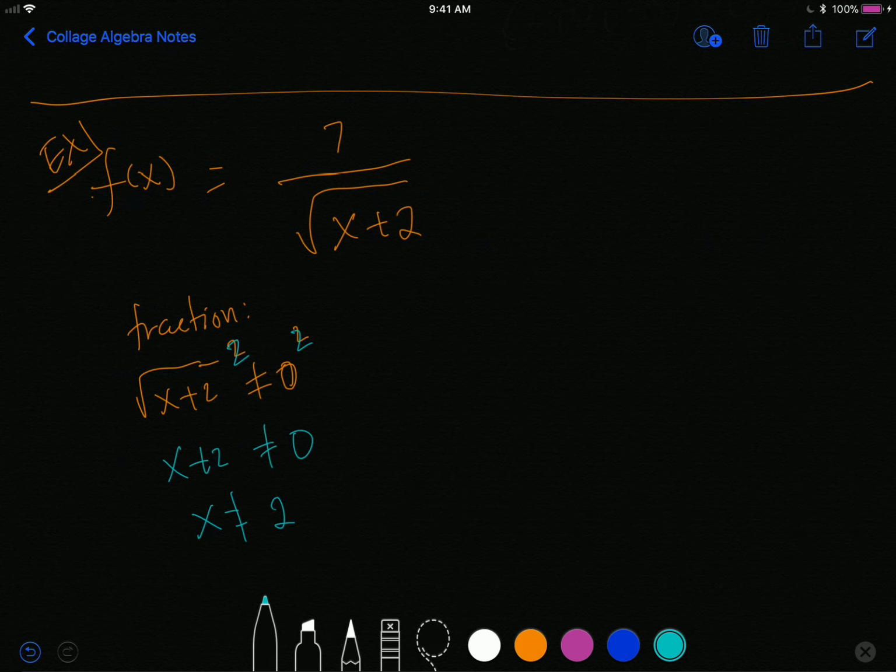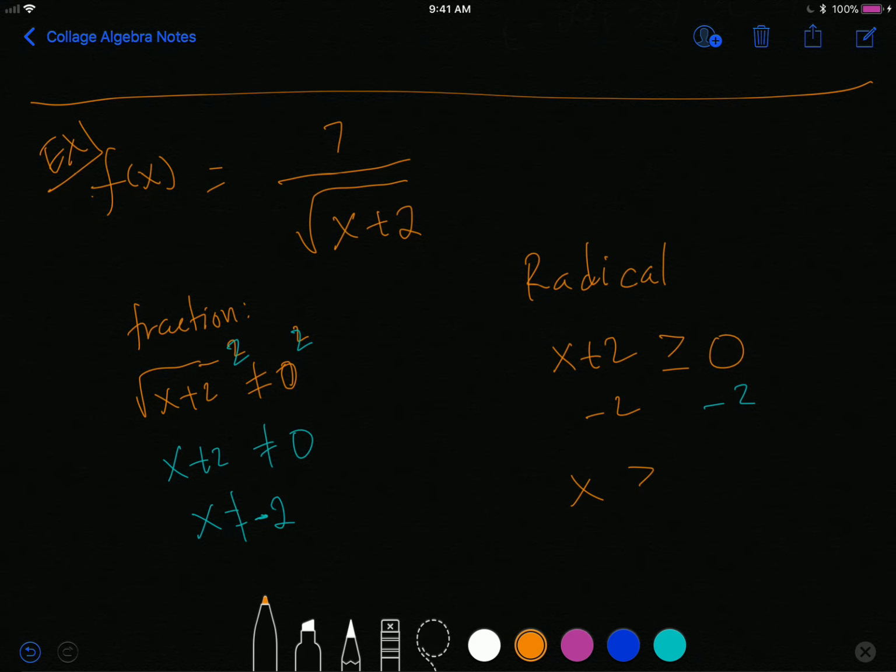If it was a radical, what you would do is take what's underneath the radical, x plus 2, and set that greater than or equal to 0. We subtract 2. Oh, that means over here I was wrong. This should be negative 2 when you subtract the 2 from both sides. And so that gives us that x is greater than or equal to negative 2.